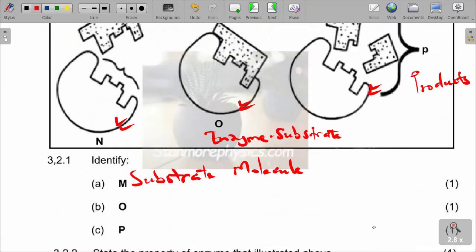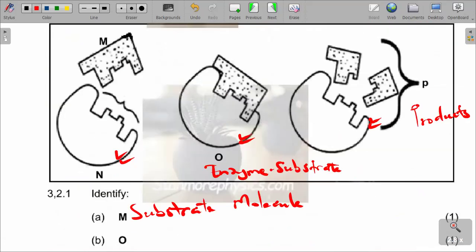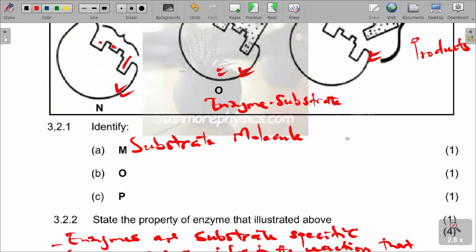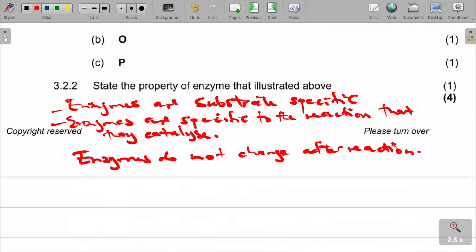As you can see, the enzyme remains the same. It is quite specific. It's a lock and key. The substrate molecule fits straight to the enzyme, and then it can be worked on. The enzyme is still there even after the reaction. When it releases the products, it is still the same. So it does not change even after the reaction.